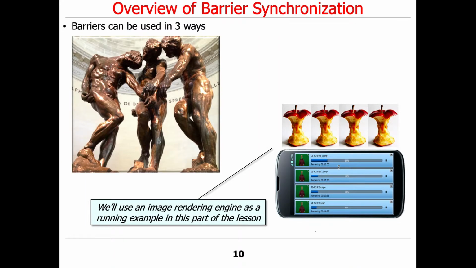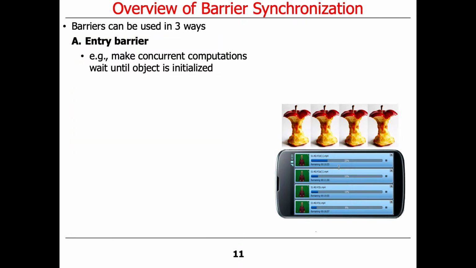Barriers can be used in 3 ways. Throughout this example, we'll use an image rendering engine as a running example in this part of the lesson. The first way a barrier can be used is as a so-called entry barrier. For example, our image rendering engine might want to make the concurrent computations for rendering the image wait until some object is initialized.